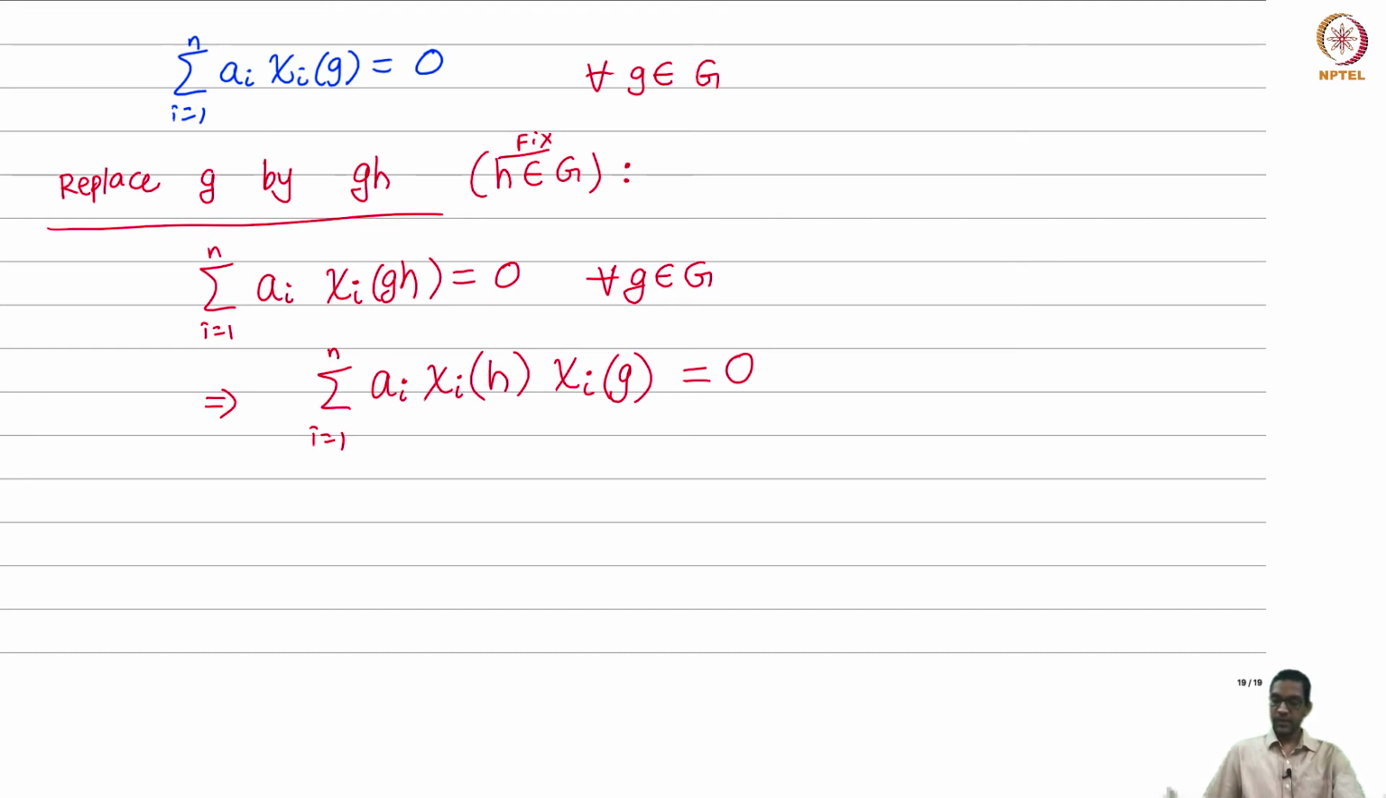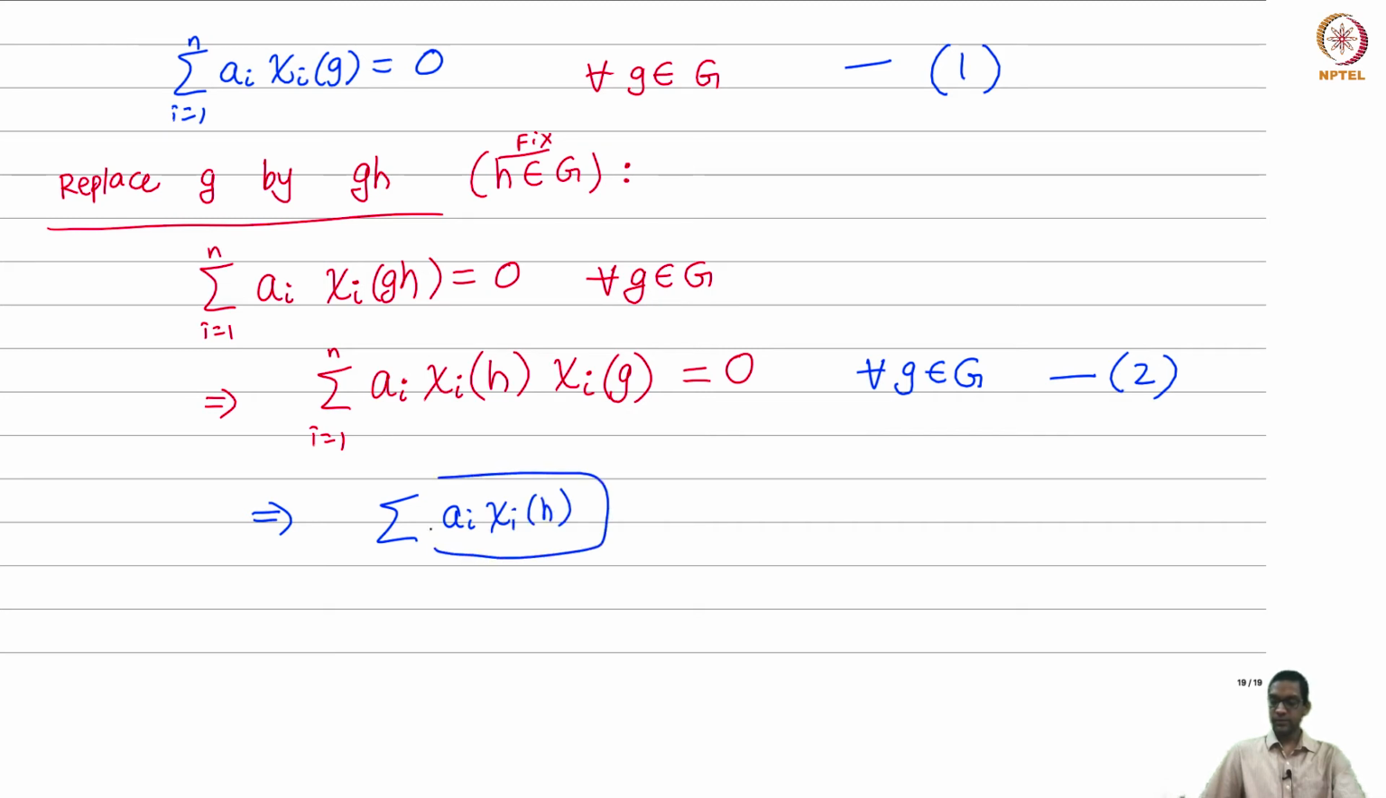Now what does this mean? Well, I will reinterpret this equation as follows. This is true for all g in G, so it's almost like the original equation that I had. This was my original equation 1, and from that I have obtained a second equation 2. In fact, I have obtained one such equation for every element h that I can fix. So from one dependence relation that I had, I have generated many more dependence relations. Observe, this just means that a_i chi_i of h, think of that as a new constant, times the function chi_i is 0. Now I've removed g from this picture.